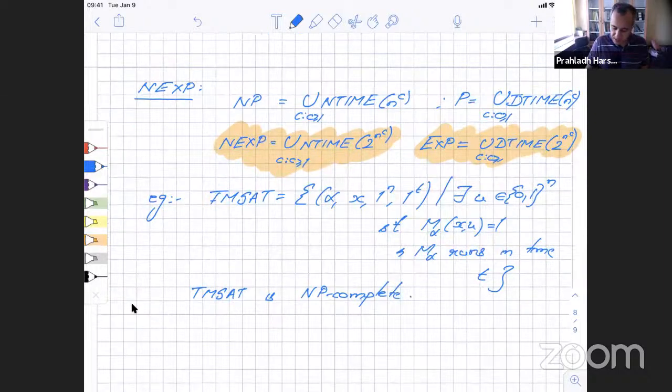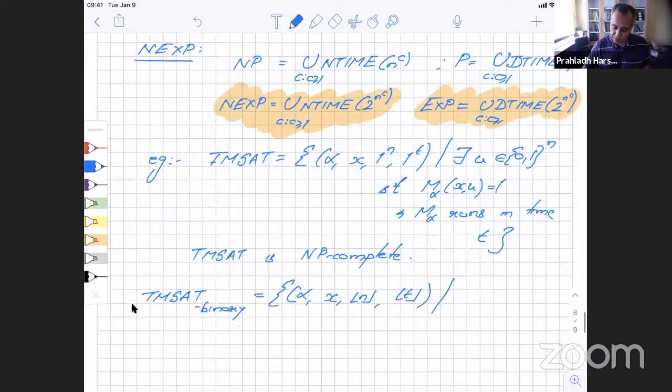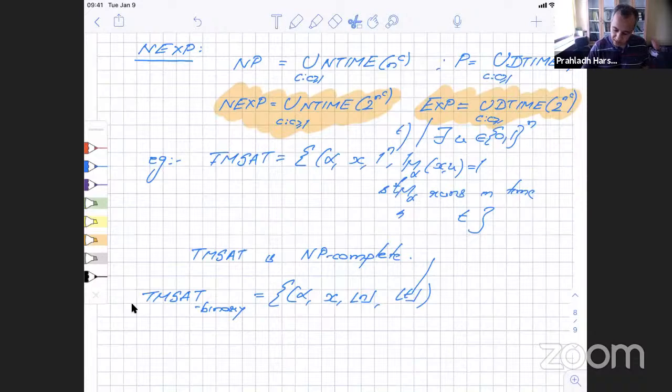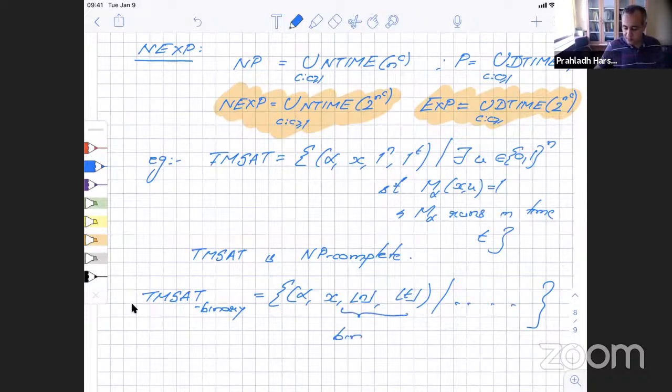I'm going to write TM-SAT binary. It's almost the same thing, in which instead of giving n in unary, I'll give n in binary. N and T in binary, and exactly the same thing as above. I'll copy this later, but that's the same as above. Notice that this is in NEXP, because you have n, you have to run in time, you have to first guess a string which is not n bits long, but you have only log n bits, because these two are written in binary. If you open it out, write it down, that's exponential time, you do it, and then do the check.